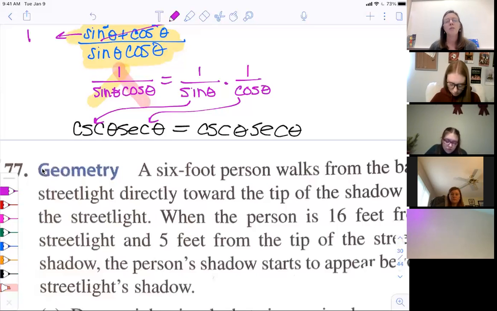So good news, no, you're not going to see this on the test next week. The goal is to introduce you to the identities and to get you familiar with the identities. So you will not have a problem like this on the test.